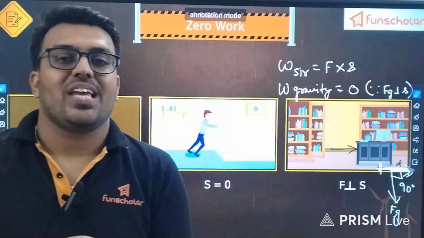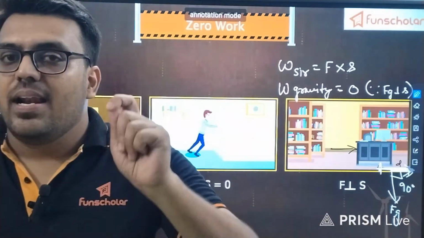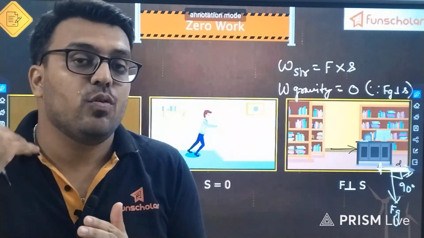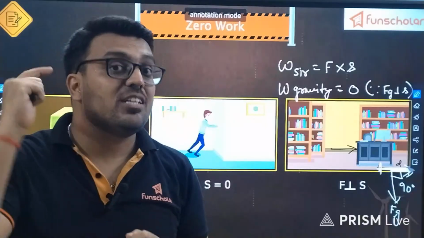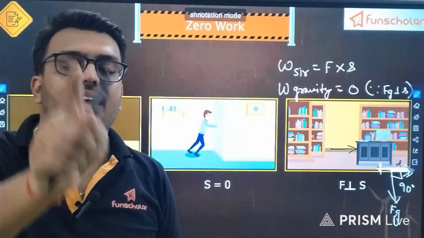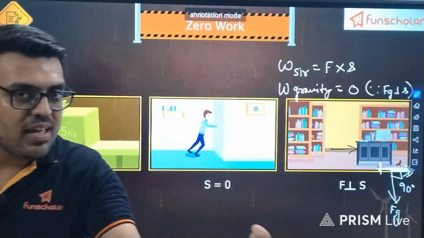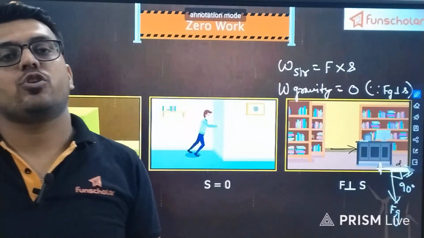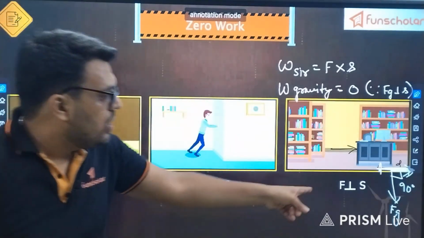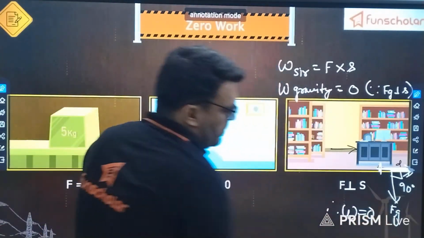That is why in the definition we have defined work as: work is said to be done when an object on which the force is applied produces a displacement, and the displacement is in the direction of the force. So displacement has to be there, but it has to be in the direction of force. If the force and the displacement are perpendicular, the work done is going to be 0.